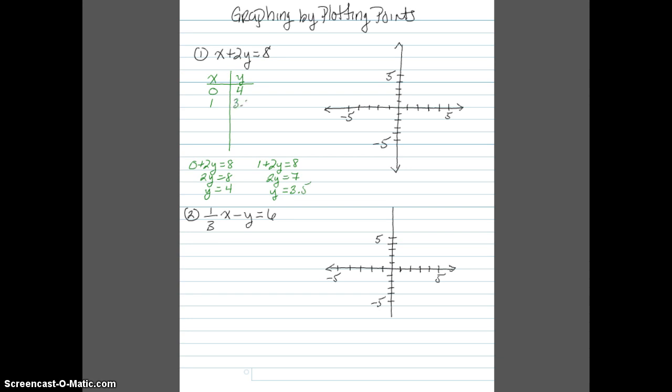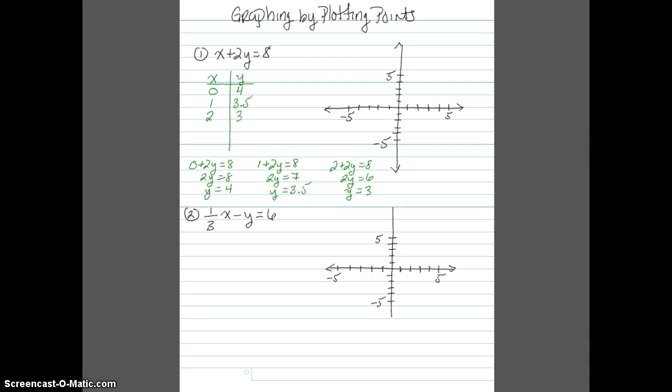So that gives me my next ordered pair. And again, 2 is enough to form a straight line, but I'm going to pick a third just to make sure I don't make any mistakes, and I'll pick 2. So I have 2 plus 2y equals 8. Subtracting 2, I get 2y equals 6. And dividing by 2, I get y is equal to 3. So my third ordered pair is 2, 3.